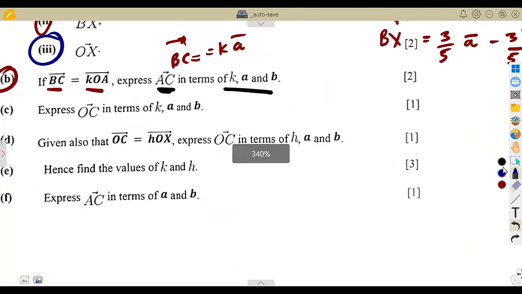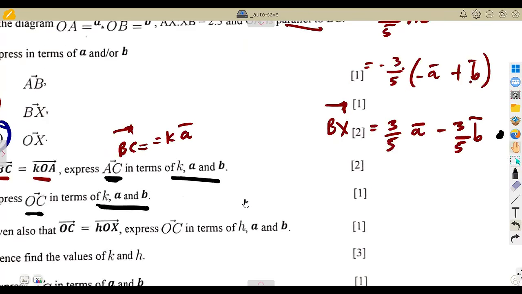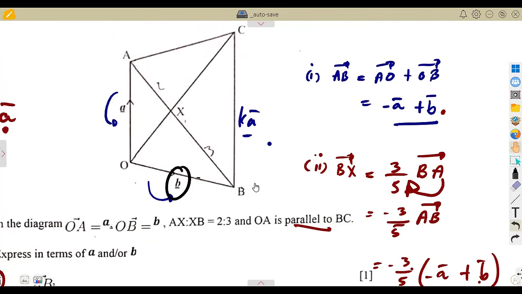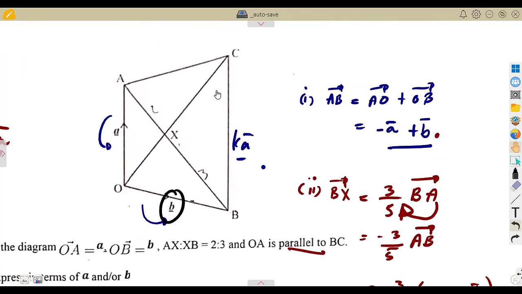OC is given. Express OC in terms of K, A again. So in order for you to have OC in terms of A, you must have the route from O to C.